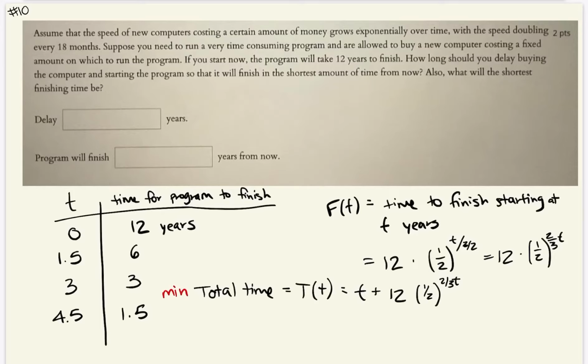So if we take the derivative here, if we find T prime, what we'll get is 1 plus 12 times 1/2 to the 2/3 t times log of 1/2. So that's the derivative when you have a to the x, right? And you're taking the derivative, you get a to the x times log a. And then by the chain rule, we need the derivative of 2/3 t. So that would be times 2/3. And this is what we want to set equal to 0.